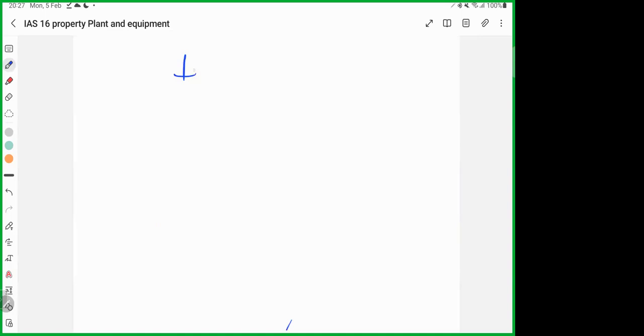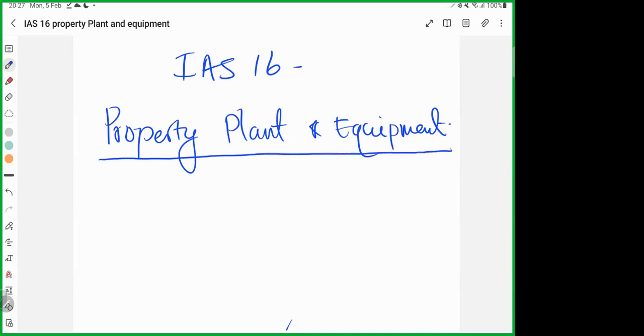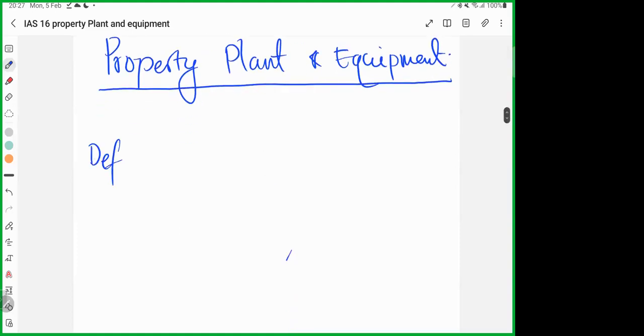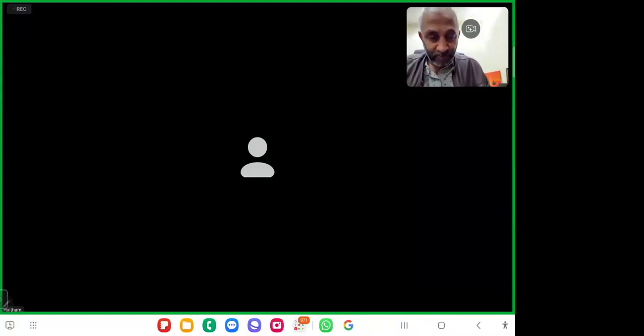Anyhow, we will start with IAS 16, property, plant, and equipment. Now, first of all, in short, we need to define what is PPE. Can you all give me a hint? Property, plant, and equipment.